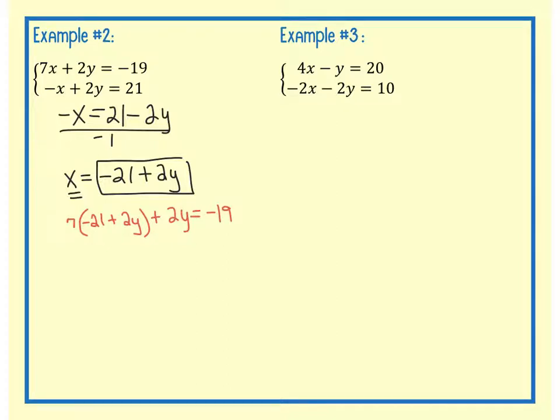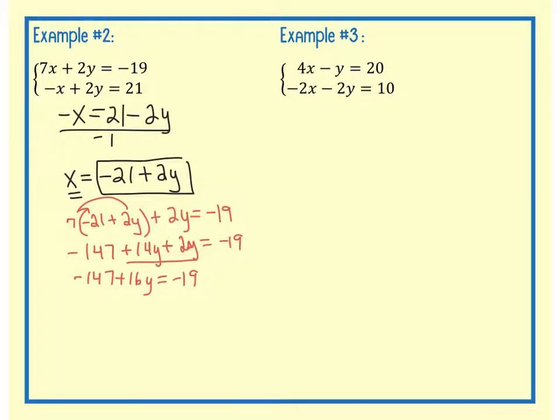The next step is to distribute into your parentheses. You have negative 147 plus 14y plus 2y equals negative 19. Next step is to combine like terms. Negative 147 plus 16y equals negative 19. The next step is to solve for y.